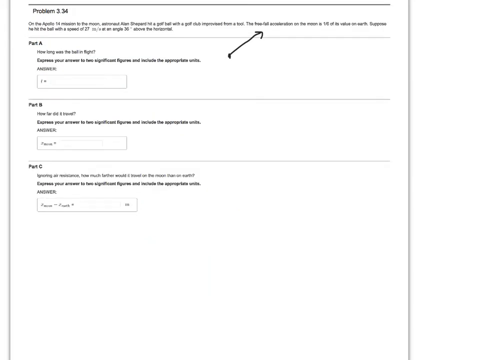Next question talks about Alan Shepard, an astronaut, hitting a golf ball on the moon. And he hits this golf ball at a speed of 27 meters per second, and it's at an angle of 36 degrees. Golf ball is going to fly through the air and eventually land again on the moon. We do want to keep in mind that the acceleration due to gravity on the moon is 1/6 of its value on Earth, so 1/6 of 9.8. But the way we're going to do the problem is not going to change.